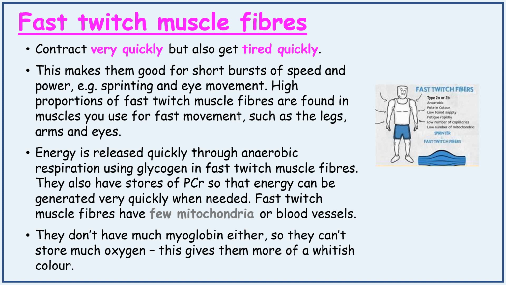Fast twitch muscle fibres have few mitochondria or blood vessels. They don't have much myoglobin either, so they can't store much oxygen. This gives them more of a whitish colour.